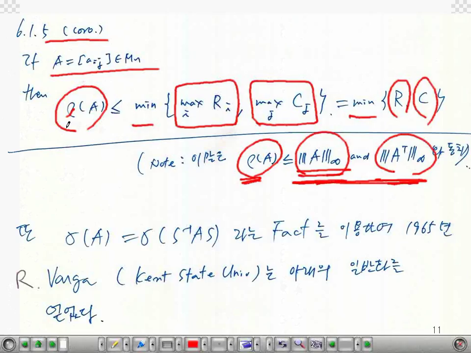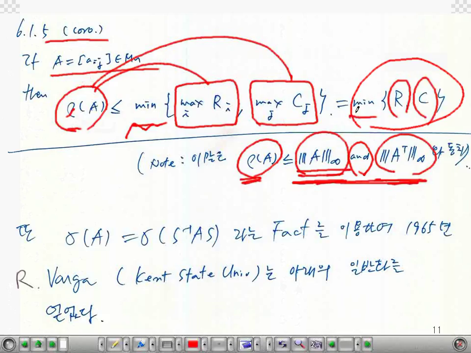Because of that, this is smaller than this, and this is smaller than that. Okay, so it's an "and", so it should be an intersection. So it's a minimum there. So this spectral radius is smaller than this.